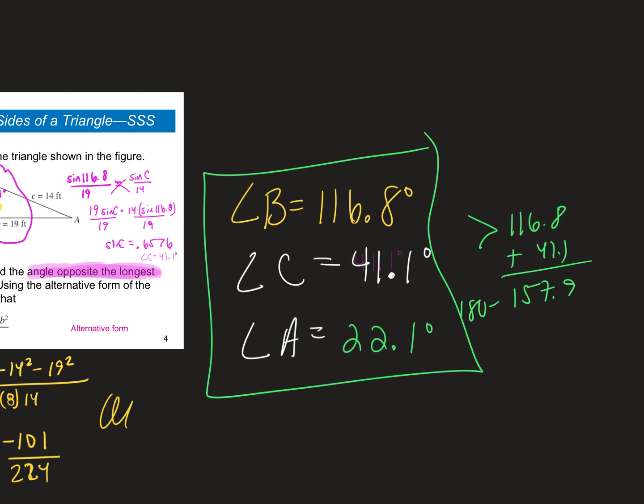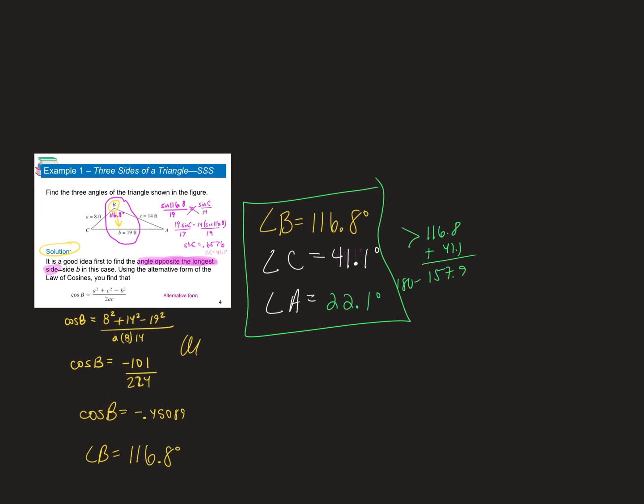How can you check to make sure you didn't make a mistake, you didn't plug in something wrong, you didn't solve for the wrong angle first? The longest side is across from the biggest angle. The smallest side is across from the smallest angle. What's the smallest angle here in our list? 22.1. Is that across from the smallest side? Yeah. You're good to go.